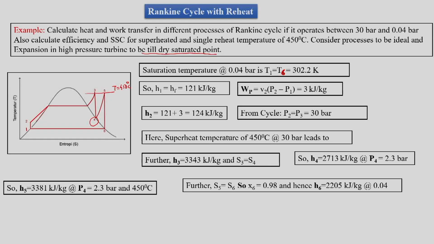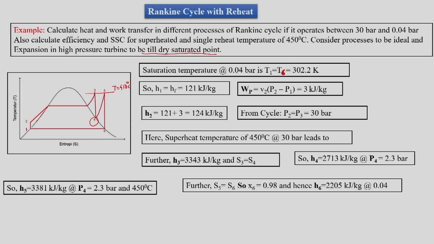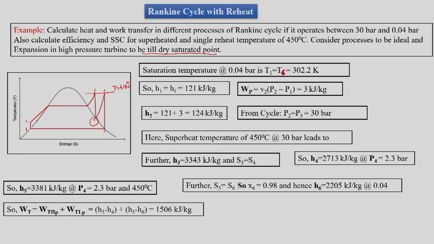So from that we came to know that the dryness fraction at state 6 is 0.98, and the enthalpy at 6 is basically 2205 kilojoule per kg. So by all this we have found all the corners of the steam power cycle, which is the Rankine cycle. Then we can find the turbine work.